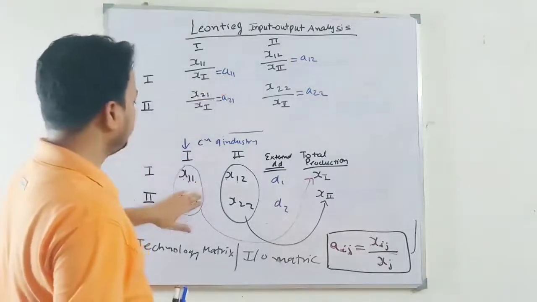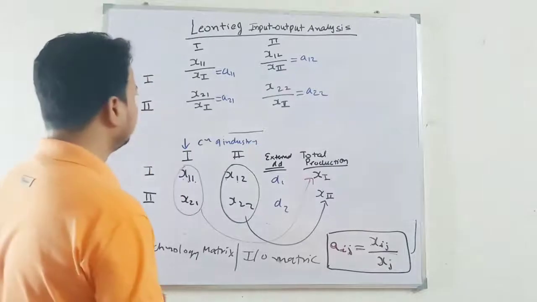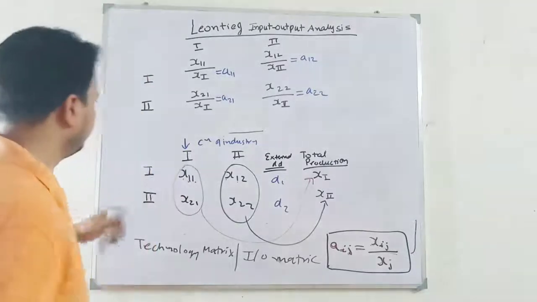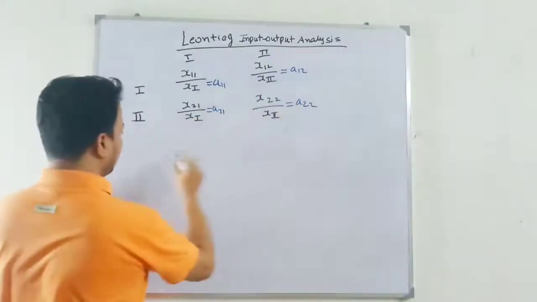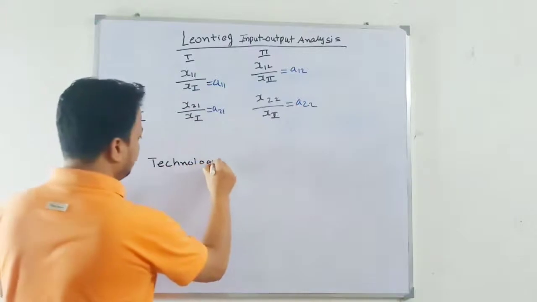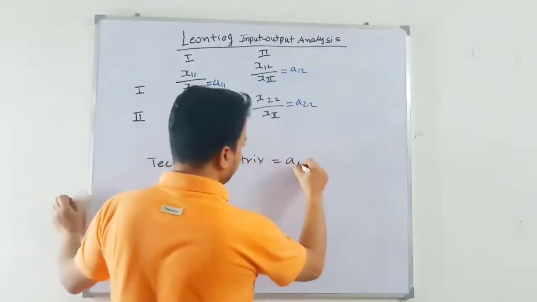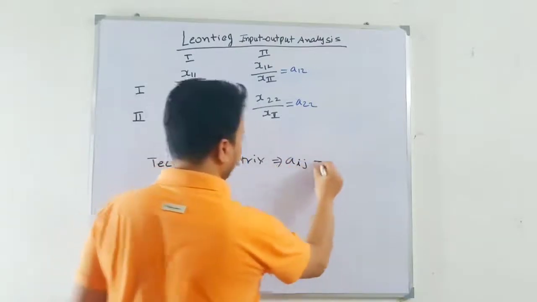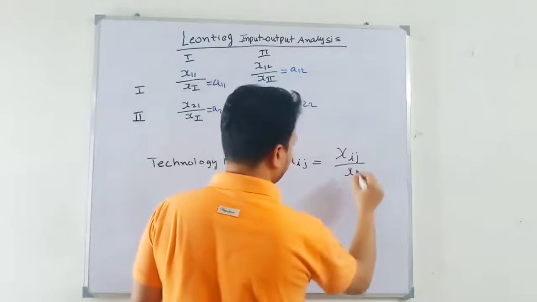So now I convert this into per unit term. Let me rub this thing. So on this elements of technology matrix, or input output matrix, this is the notation Aij, and we take it by Xij over Xj.